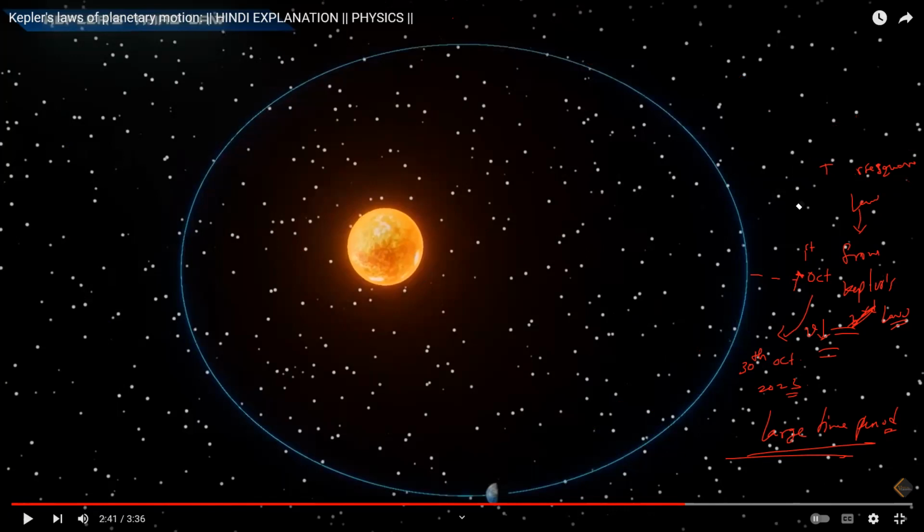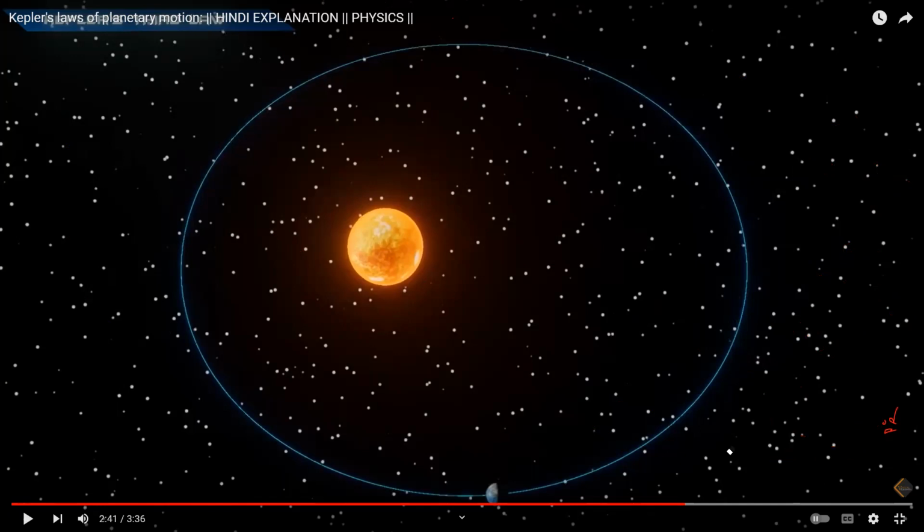Now, what does the third law mean? As we know, the planets' orbits are elliptical in shape, not circular. If it is a circular shape, the radius remains constant everywhere. But if it is an elliptical shape, does R remain constant? That is my question.